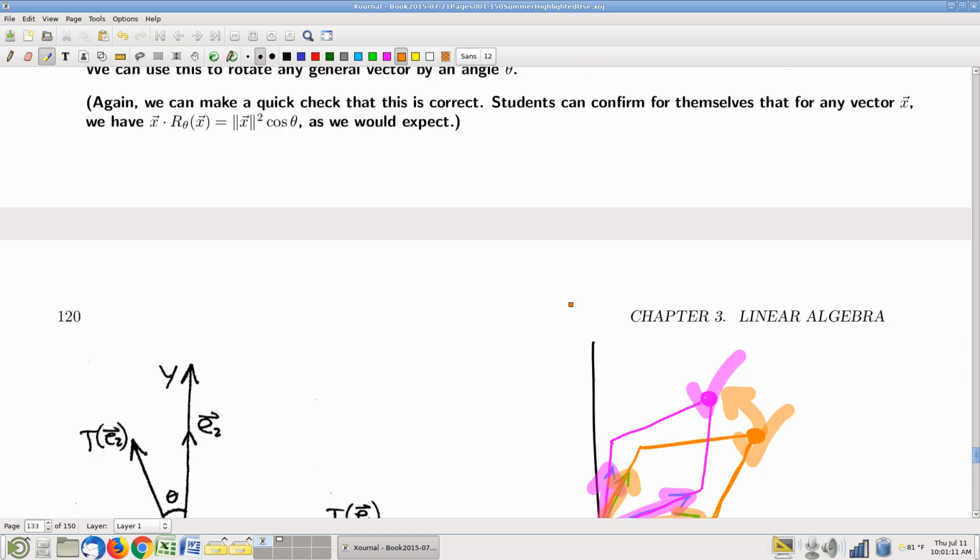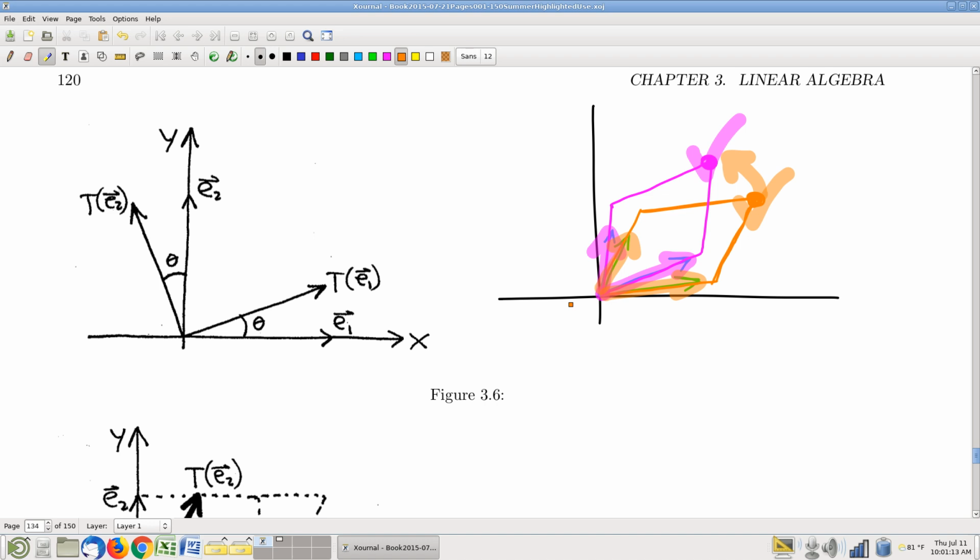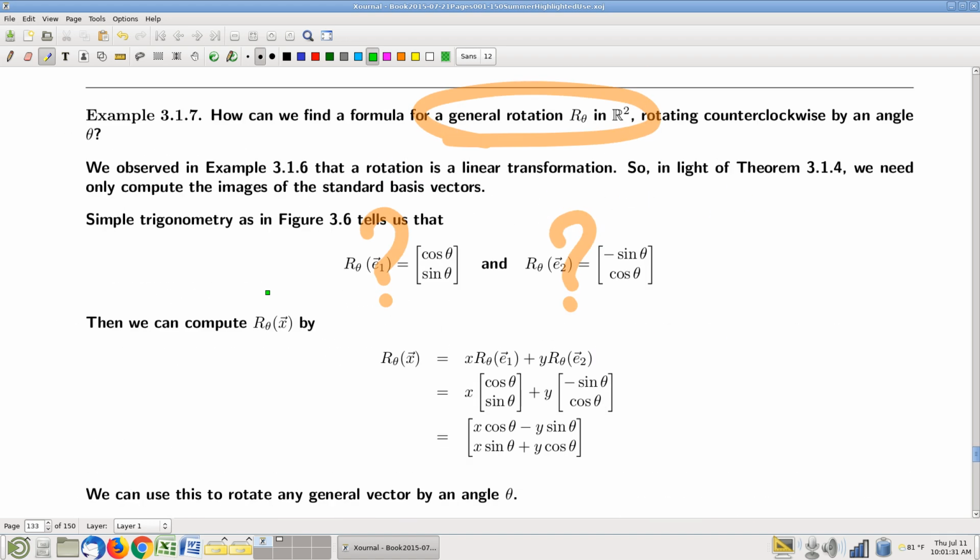If you want to rotate the standard basis vectors, no problem. Here's E1, rotate by an angle theta. Think back to high school trig class. If that angle is theta, and this magnitude was 1, therefore that magnitude is 1. It's cosine comma sine. So cosine theta, sine theta.